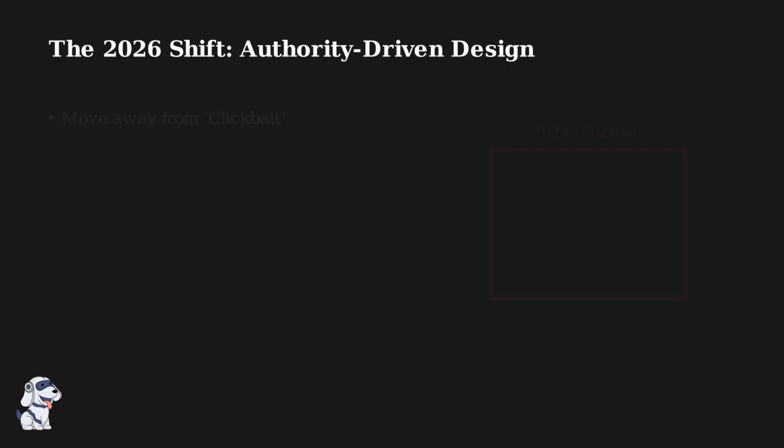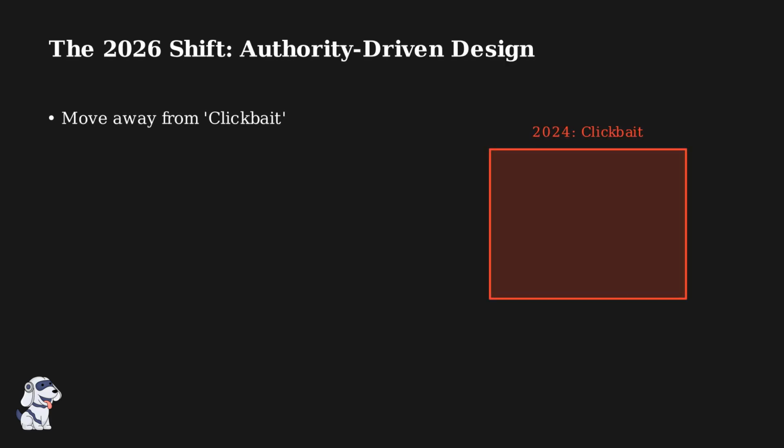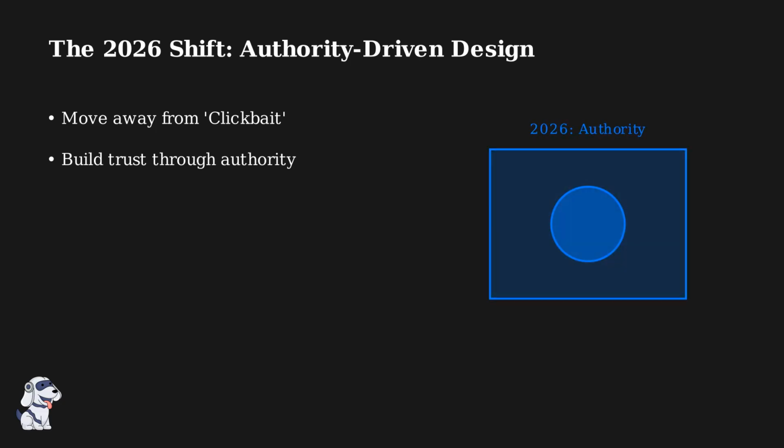Welcome to the 2026 standard for Instagram growth content. Today, we are moving away from noisy clickbait and toward authority driven design. Your goal is to signal trust to your audience while maintaining a high click through rate. In this section, we will build a thumbnail that proves your growth and establishes your expertise.